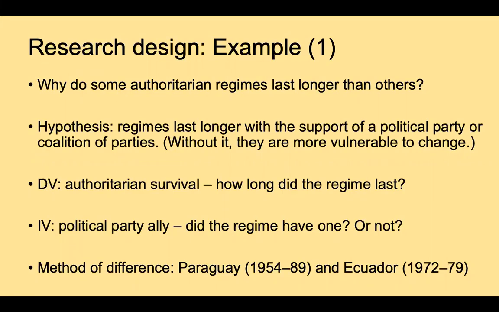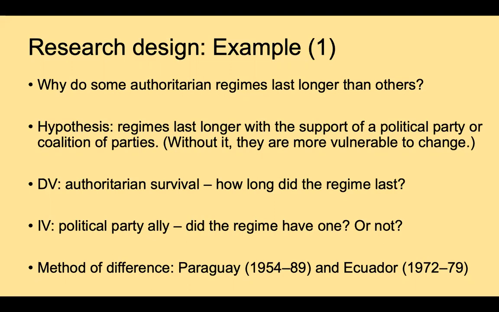So in this study, my dependent variable is authoritarian survival. And the key question is, how long did the regime last? And with that key question, we can differentiate between regimes that last 5 or 10 years at the most, or shorter, and regimes that last 30 or 40 years. Now, clearly there's a lot of variation and there's a spectrum in between, but the point is, with that simple question, we can differentiate between regimes that survive and endure for a long time and those that just don't last.